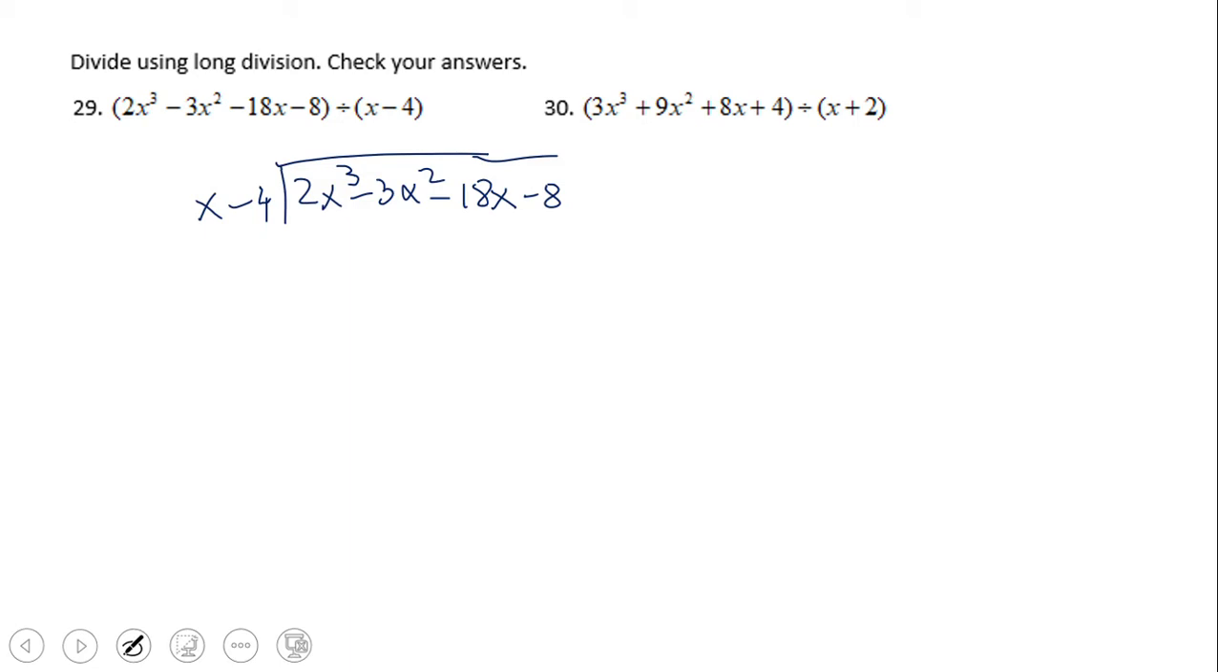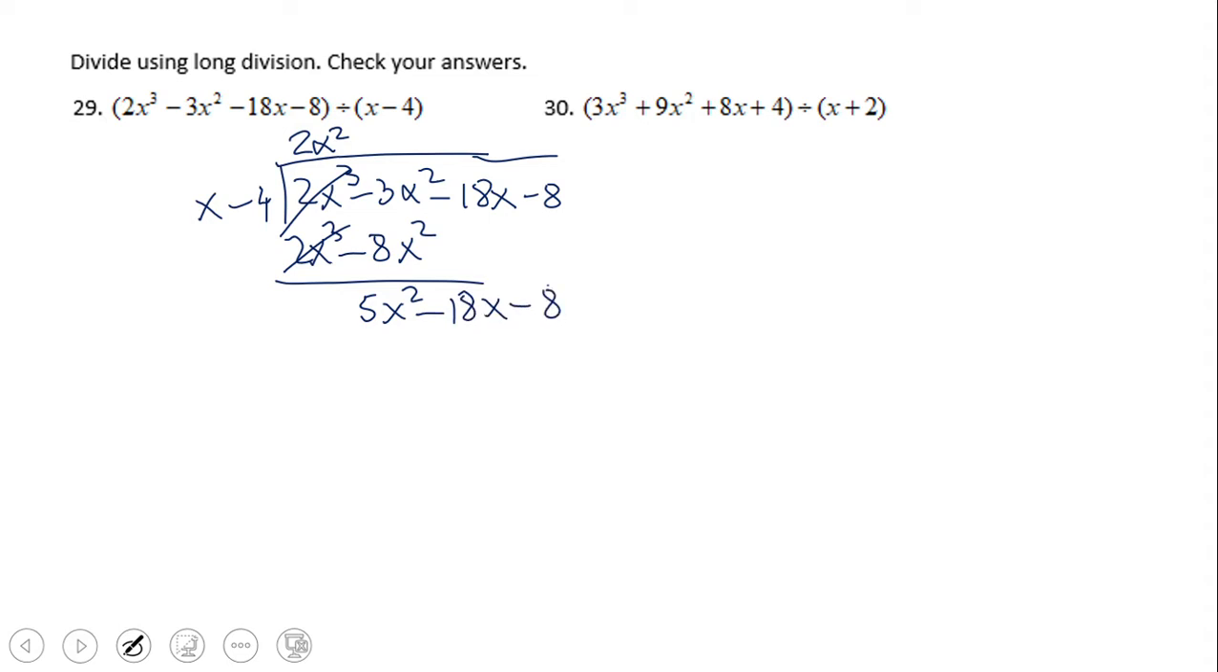Okay, so now the same technique. What times x is 2x cubed? That will be 2x squared. 2x squared times x, 2x cubed, obviously. 2x squared times negative 4, negative 8x squared. And again, these two cancel out, and you have negative 3x squared minus negative 8x squared. That will be positive 5x squared minus 18x minus 8.